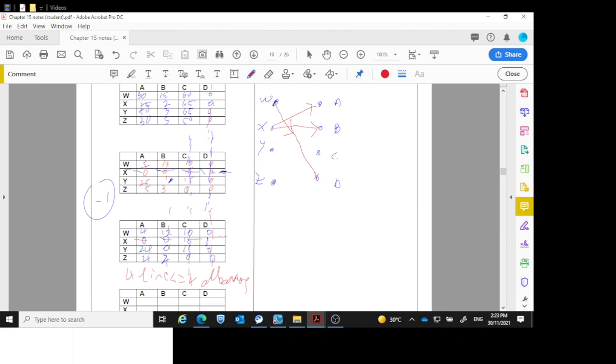Directed. Y can go to B and D. Z, C, and, well, that's a 1 then. So that should be a 1, C and C only. There we go. So now that I've done that, I can do my cost allocation.